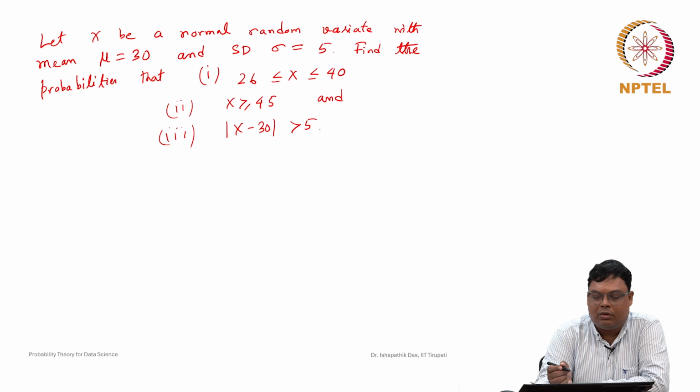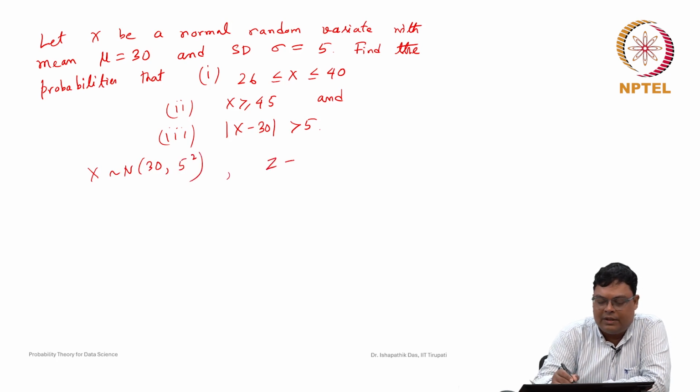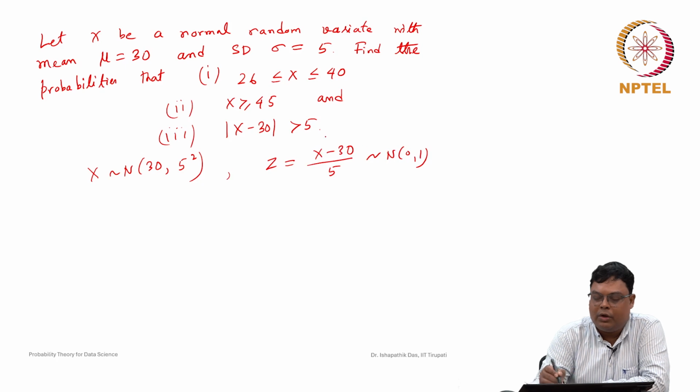This problem is similar to the previous problem, you can also try to solve it. I am writing down the solution here. Here also we will take the transformation. Here it is given x is normal with mean 30 and variance sigma square is 5 square. Then we take z equal to (x minus 30) by 5, which is normal 0, 1. Using this and also taking the help of the table, we will find all these probabilities.